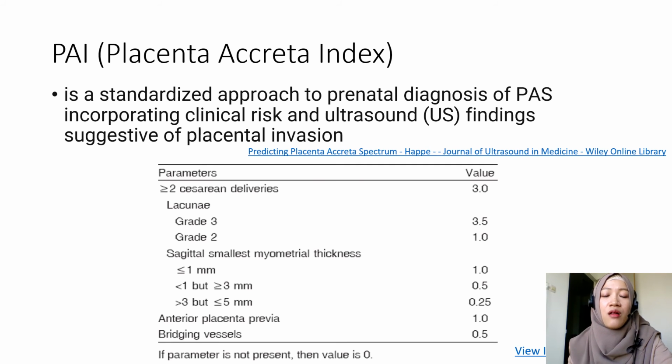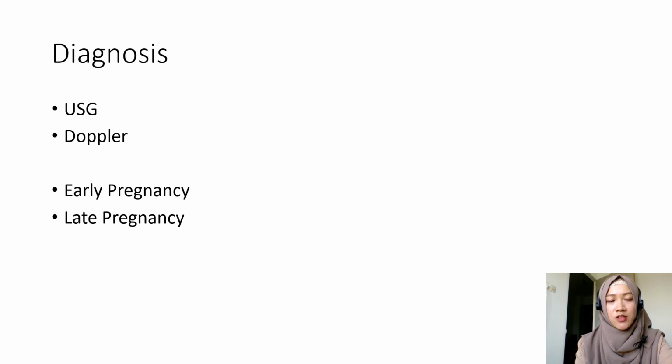One of them is more than 2 cesarean deliveries, which we already talked about in the risk factors. And the other parameters use the ultrasound findings, like lacuna and sagittal smallest myometrium thickness, which is divided into three values, and then anterior placenta previa and bridging vessels. The diagnosis of placenta accreta spectrum disorder can be obtained by using the modality of USG and Doppler, and this can be done both in early pregnancy or late pregnancy.